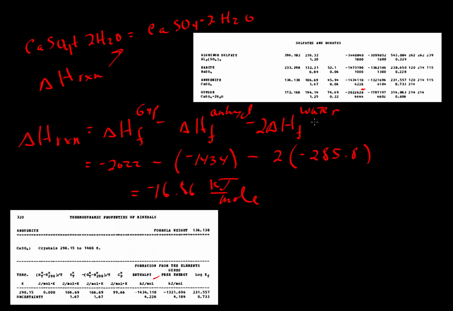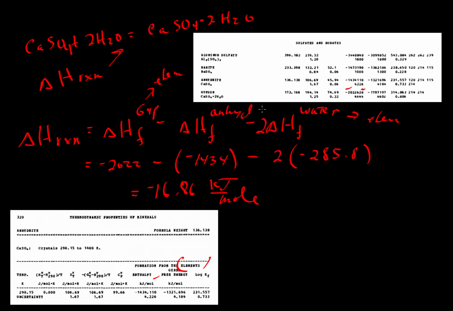Why can we do this? Well, this is Hess's law. But Hess's law comes with a caveat. The reason we can do that here to get this number of 16.86 is because all of these values for delta HF are from the elements. This is from the elements here. We're forming anhydrite from the elements here, and we're forming water from the elements here.